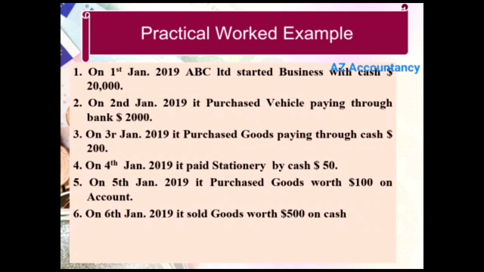Dear listeners, every transaction must be affecting 5 accounts. I am repeating 5 accounts: assets, liabilities, owner's equity, revenue, and expenses. Now, let's see how these transactions are recorded in journal.